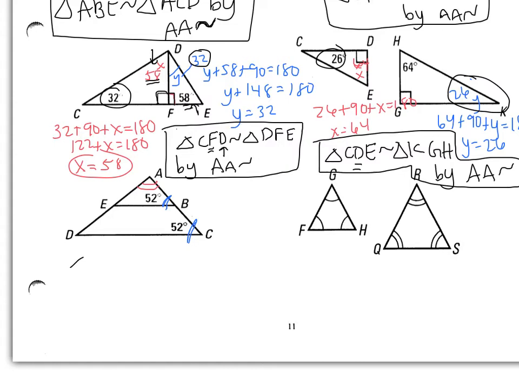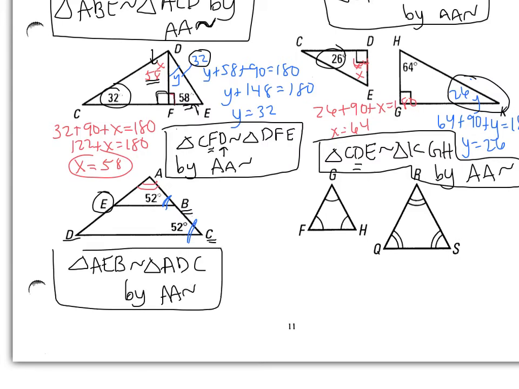The little triangle is AEB. A is congruent to A. E goes with D. And then B goes with C. So that one was tricky. Hopefully we got yes, the triangles are similar.